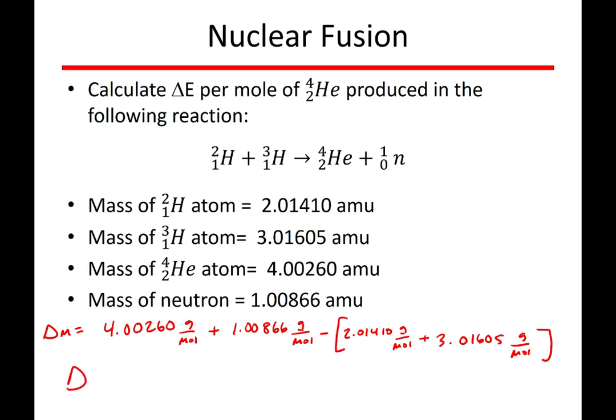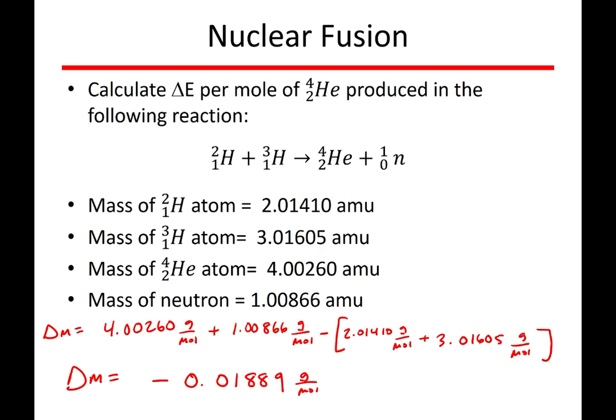What you end up finding here is that the change in mass, the delta M, comes out to negative 0.01889 grams per mole over the course of this reaction. So again, if you were to react a mole of hydrogen-2 with a mole of hydrogen-3, the masses of the products that you generate will be lighter by 0.01 grams. And that doesn't necessarily seem like a lot of missing mass, but that becomes very significant when you take that missing mass and convert it into energy.